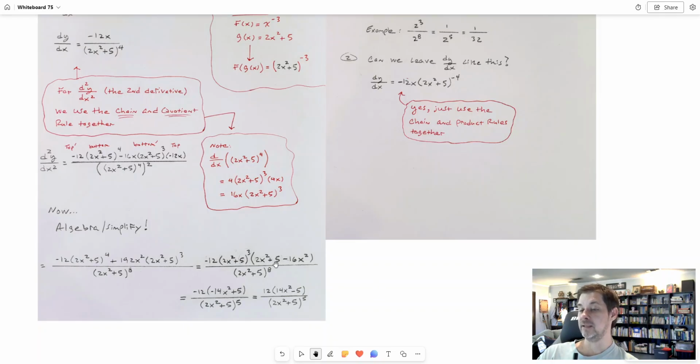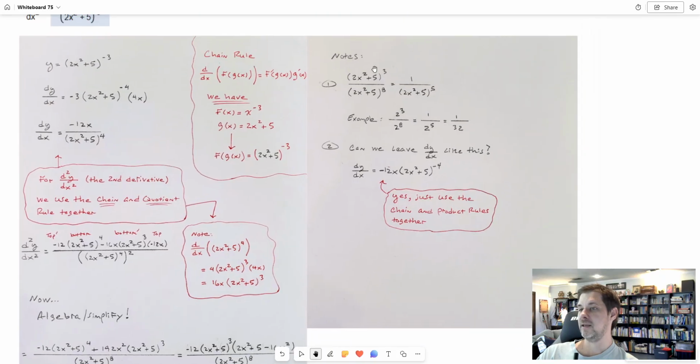Okay. What else can we do? When I'm looking at this, I notice a few things. I can combine some like terms, 2x squared and negative 16x squared. That'll give me negative 14x squared. But also, I see that I'm dividing like things here. I got (2x squared plus 5) to the third power over (2x squared plus 5) to the 8th power. So that can be canceled or reduced. Like the laws of exponents allow us to do that. If these are the same, then I've got the same thing to the third and the 8th power. It's going to be 1 over (2x squared plus 5) to the 5th power.